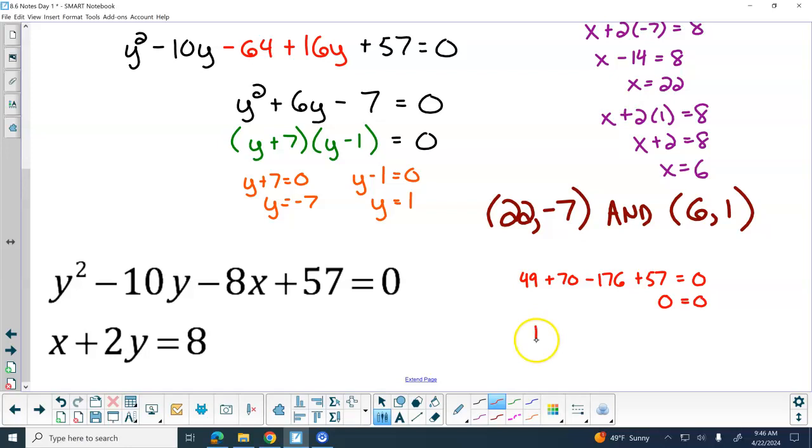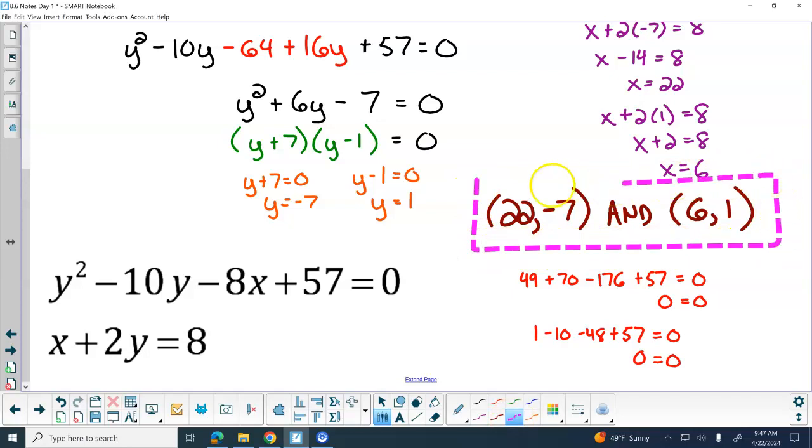1 squared is 1 minus 10 minus 48 plus 57. So that's negative 9, negative 57 plus 57. That one checks out. 6 plus 2 is 8. Checks out. Yep. Boom. Okay. On your homework this week, you can do the front side.